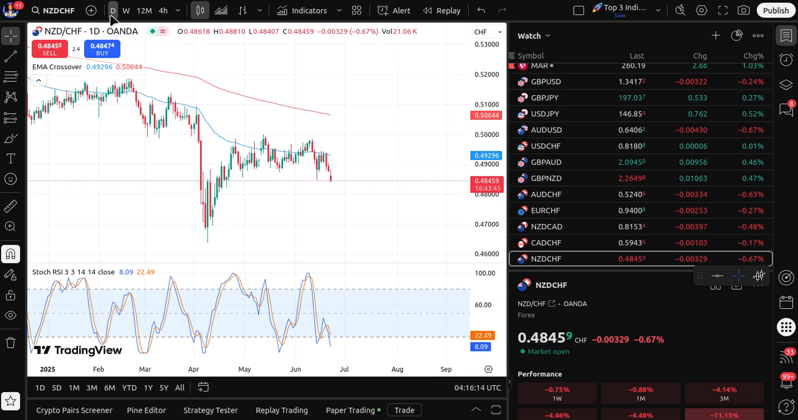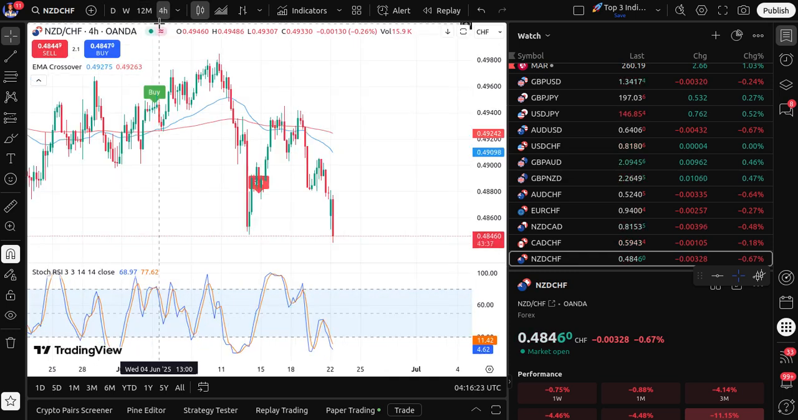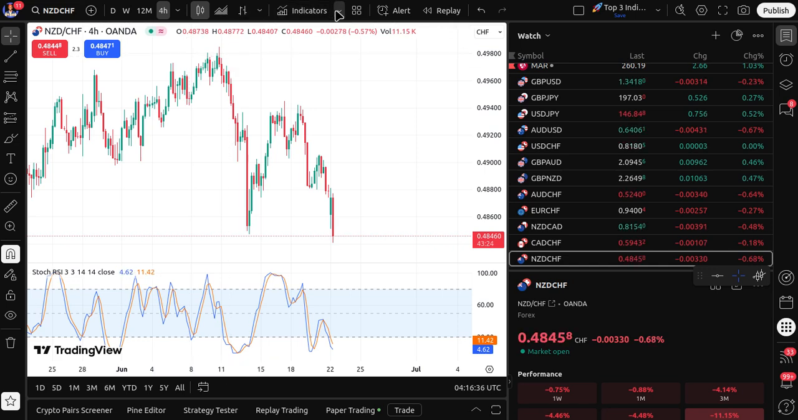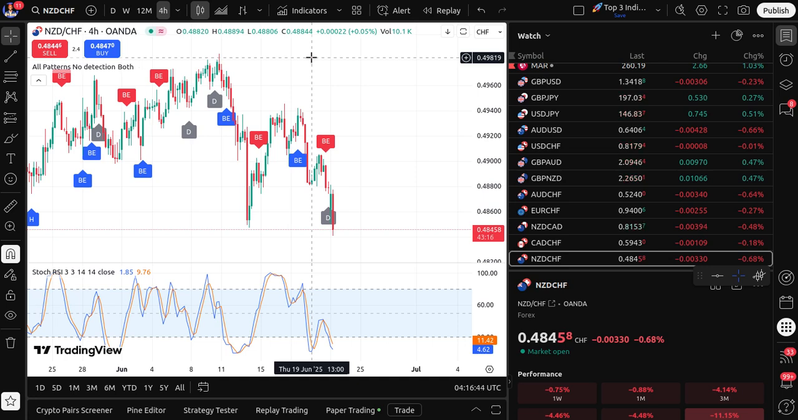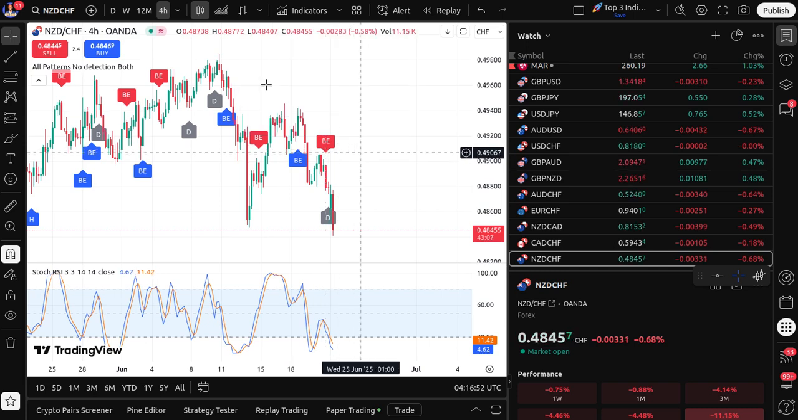So we have this one right here. Now I'm going to go to the 4-hour chart and look for an entry. So on the 4-hour entry, we can see a bearish engulfing pattern. Let me see if we have it right here. Okay, so we see a bearish engulfing pattern here.